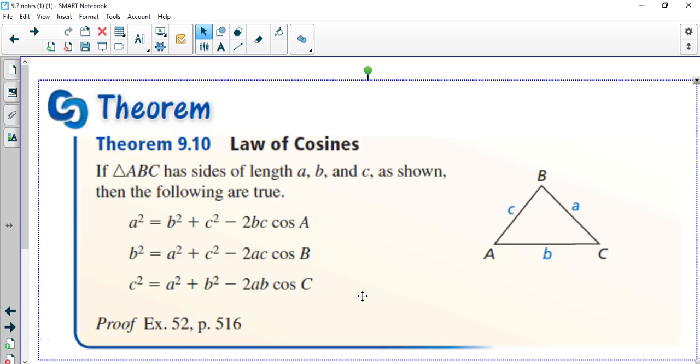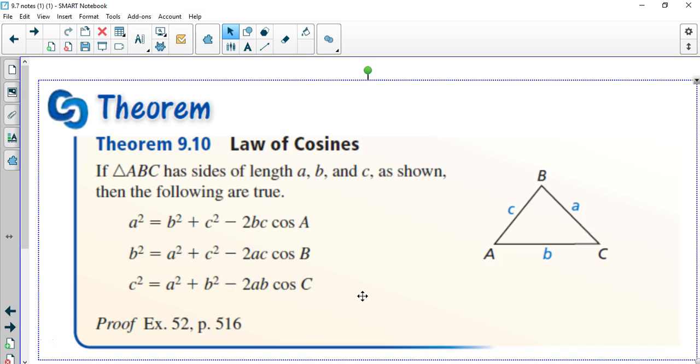All right. So picking up on the last half of 9.7, we have a new theorem called Law of Cosines. Now this is when we have only the three sides and we don't have any angles. And it's not a right angle. It's not a right triangle. So we can't use anything we've done before.